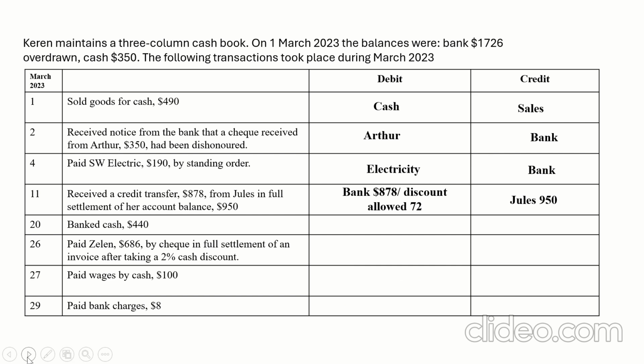Banked cash 440. Debit bank account, credit cash account. This is an example of a contra entry.